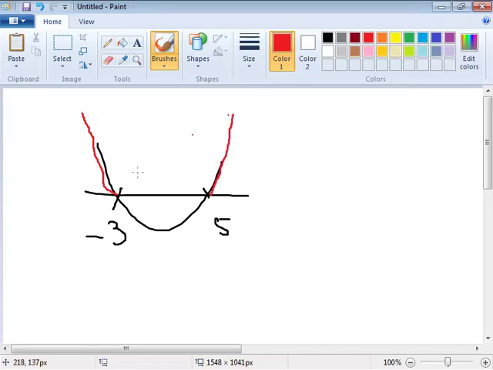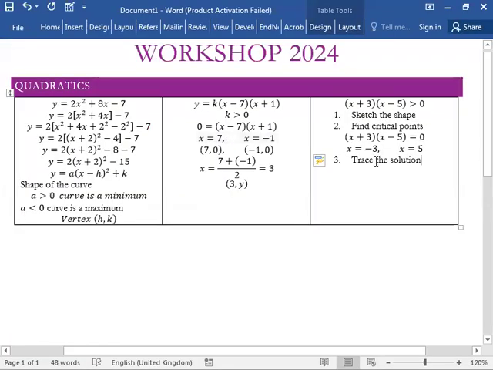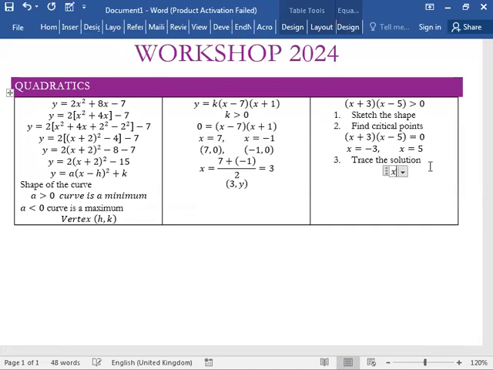Now what are the values of x over here? Here it is less than -3 and here it is greater than 5. So you'll get a split solution for this one. X is less than -3 and x is greater than 5. That is how we solve quadratic inequalities.